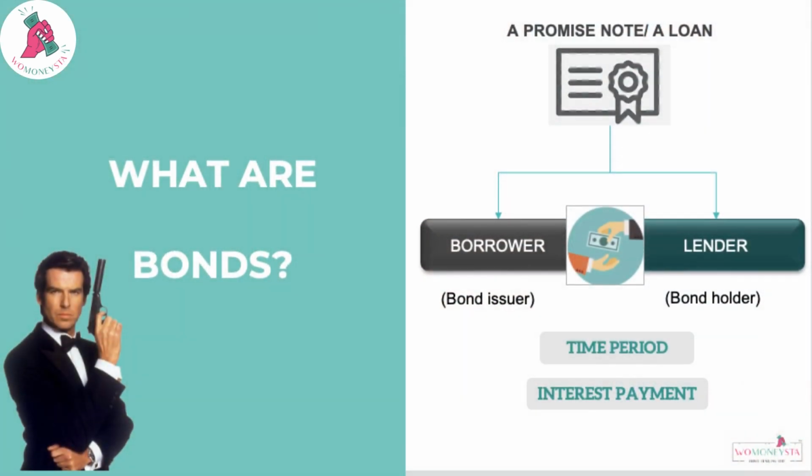Bonds actually होते क्या हैं? Bonds are nothing but loans between two parties, a borrower and a lender. Say the government or some company, they require funds. They can get these funds from the public by issuing bonds. The party which is issuing the bond, which is taking the loan, is called the bond issuer, and those who are investing in the bond or giving the loan are called the bond holders.